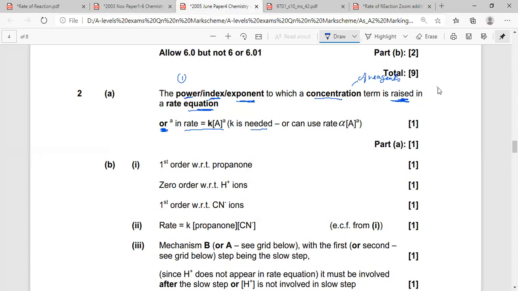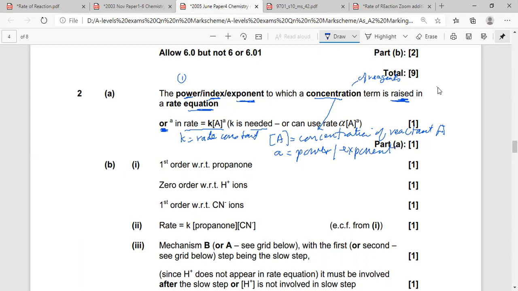If you use this one, define your terms. They put here k, but define it. Rate equals k, you can put down here that k is the rate constant. And this one is the concentration of reagent or reactant A. Define all your terms. And then a is called the power, or the exponent, in the concentration of A. And a equals, you must put down, it's called the order. So you can put the equation up and explain what these terms mean.